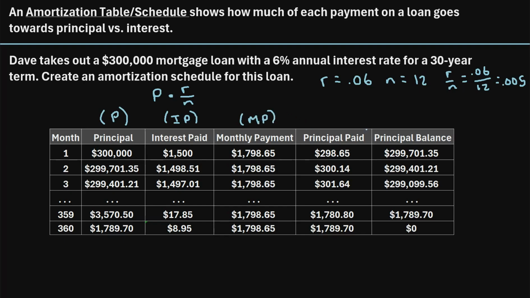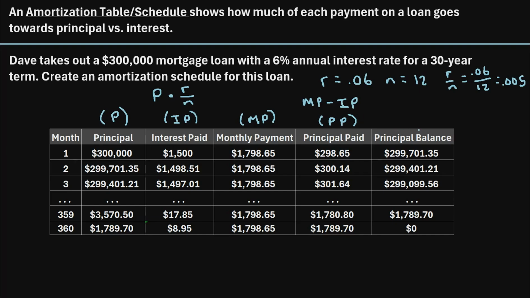The next column is the principal paid. We know that we're making this monthly payment each month. To calculate the principal paid, we just take that monthly payment, MP, and subtract the interest paid, IP. So if we take the monthly payment of $1,798.65 and subtract $1,500, we're left with $298.65. That's how much of this monthly payment is going towards paying down the principal. Let's label this column P.